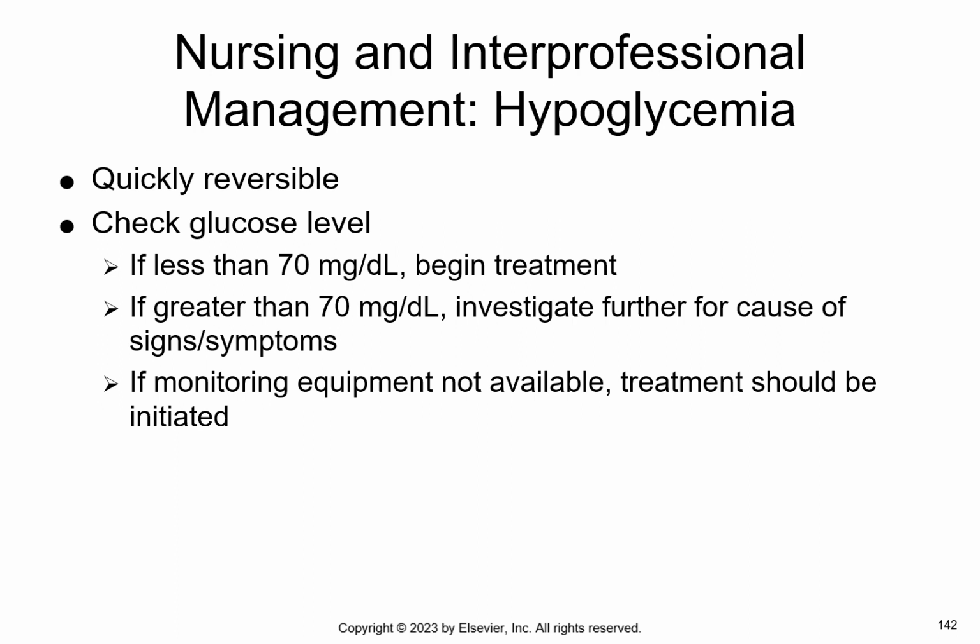For the management of this condition, it is quickly reversible. Check the glucose levels. If it's less than 70, begin treatment. If greater than 70, investigate further for the cause of the signs and symptoms. If monitoring equipment is not available, treatment should be initiated. If a patient has manifestations of hypoglycemia and the monitoring equipment is not available, or the patient has a history of fluctuating glucose, assume hypoglycemia and start treatment.